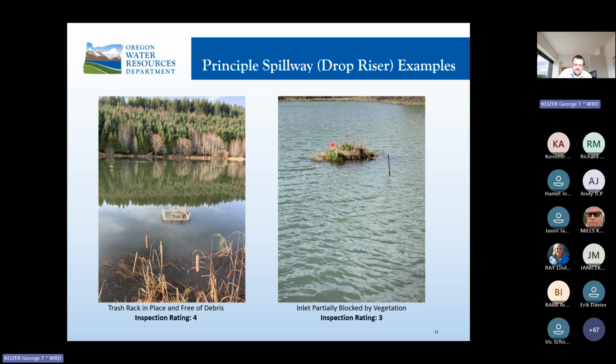On the right-hand side, you can kind of make it out here, but here's your trash rack that we can see, and it's covered with vegetation and likely soils around it. So inspection rating of 3, which is a maintenance action, and so that material needs to be removed so it doesn't prevent flow into the inlet.